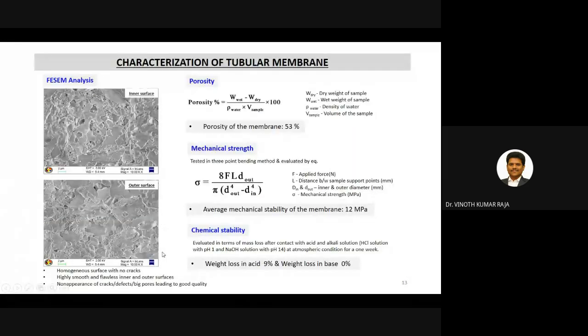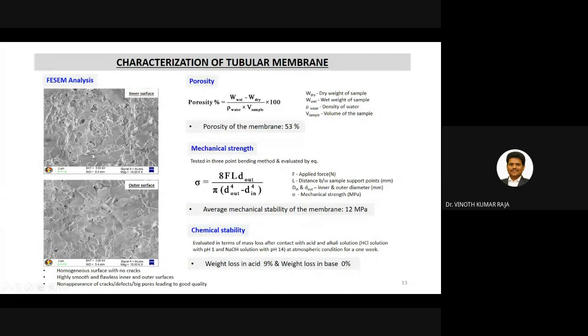Further, we have characterized the membrane by various analytical techniques. Like the FESEM images you can see here, these images we used to analyze both the inner and outer surface morphology of the fabricated membrane. These membrane images, inner and outer, provide information on the consistency of the prepared surfaces. One can see the homogeneous surface, and no cracks are visible on the membrane surface.